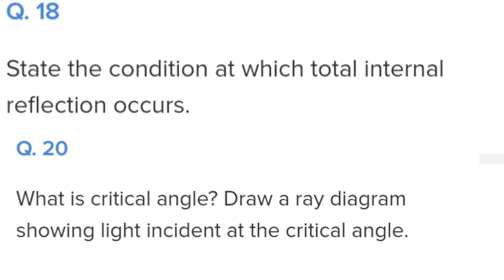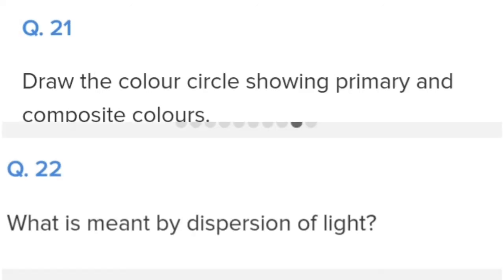State the condition at which total internal reflection occurs. What is critical angle? Draw a ray diagram showing light incident at the critical angle. Draw the color circle showing primary and composite color. What is meant by dispersion of light?